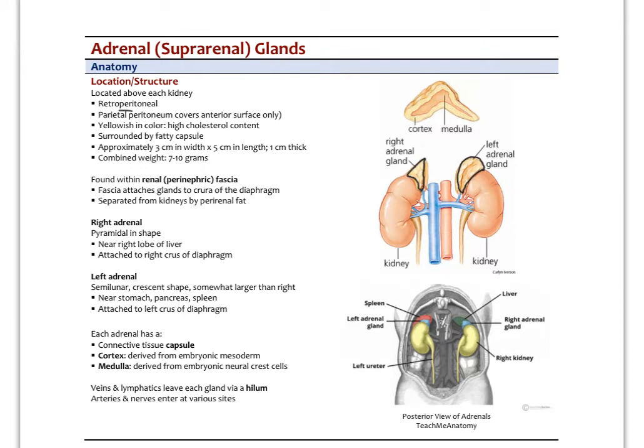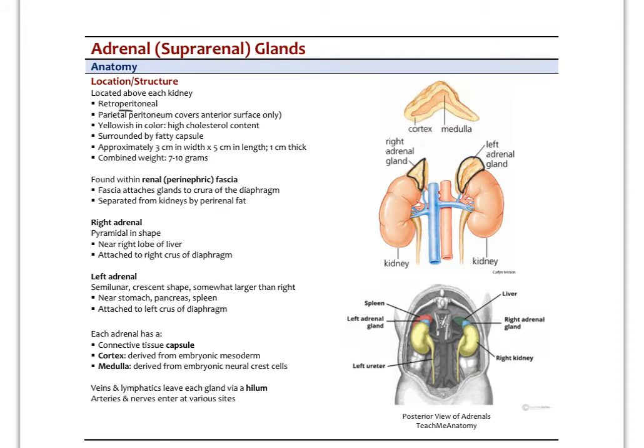The adrenals, like the kidneys, are retroperitoneal, so behind the peritoneal cavity. They're wrapped in their own fascia. They have a very high fat content around the adrenal. In fact, the upper pole of the kidney is enveloped in fat, and the adrenals are sort of buried within that fat. They're yellowish in color, partly because they're very high in cholesterol. They're about 3 centimeters in width and about 5 centimeters in length, about a centimeter thick, and their combined weight is about 7 to 10 grams. So again, very small, but extremely important glands for regulating physiology.